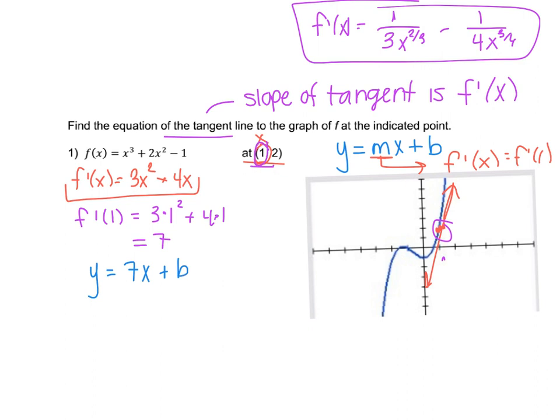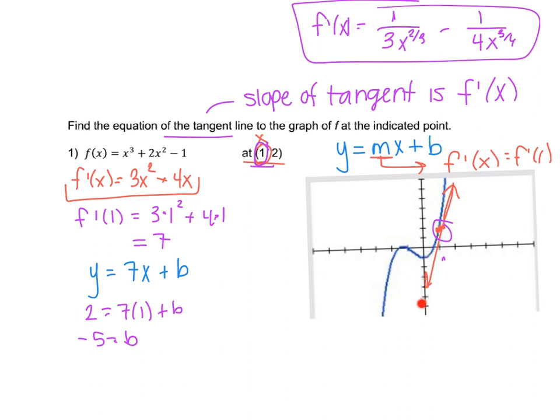Now we just need to find b, and we know the y value of our point because we were given this whole ordered pair (1, 2), which means I can just plug in 2 for y, 1 for x, and then solve for b. So 2 equals 7 plus b, which means I would subtract 7 from both sides and get that b equals -5. Again, going back to our visual, that should make sense.